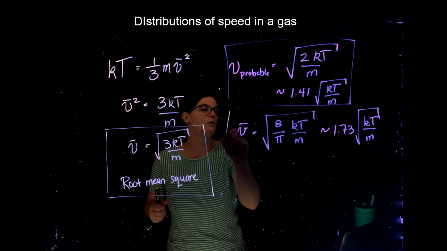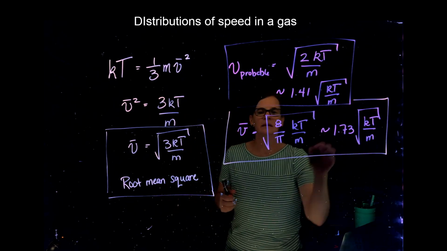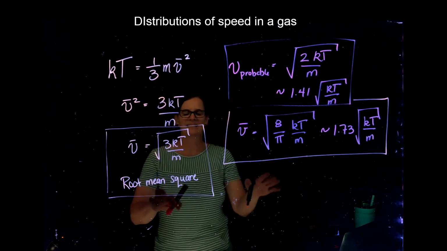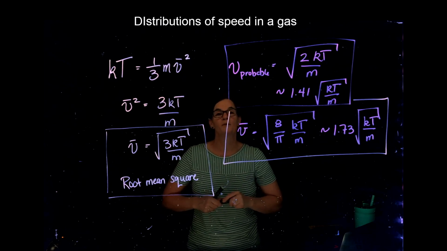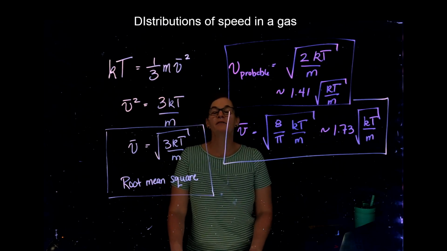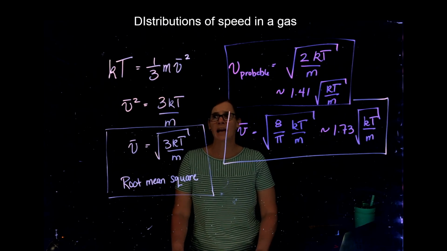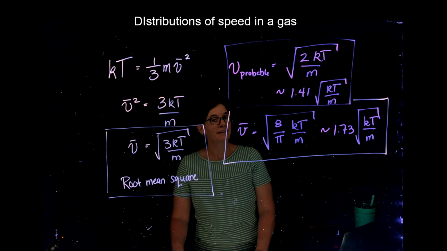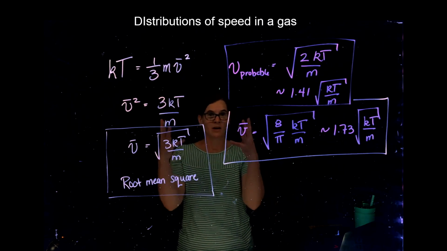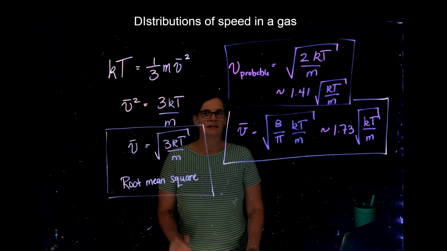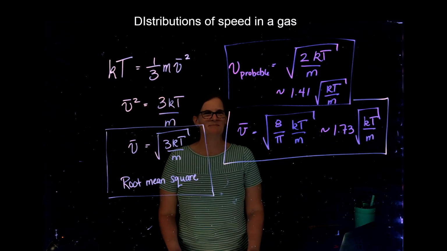So we have 3 relationships we can use to describe the motion of the particles. We have the most probable speed that exists, we have the average speed that exists, and then we have the root mean square speed that exists. So 3 different ways to describe that distribution of gases and how fast they're moving in our system. All right, so those 3 ways to describe the speed. Good job.